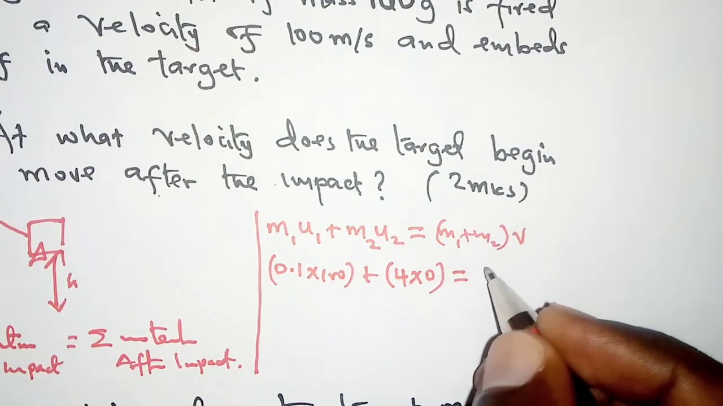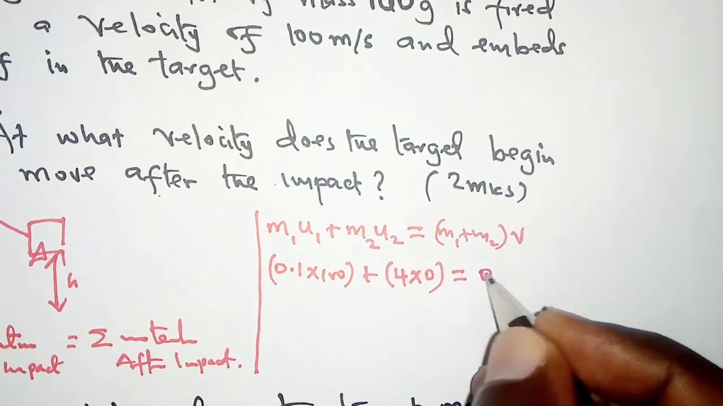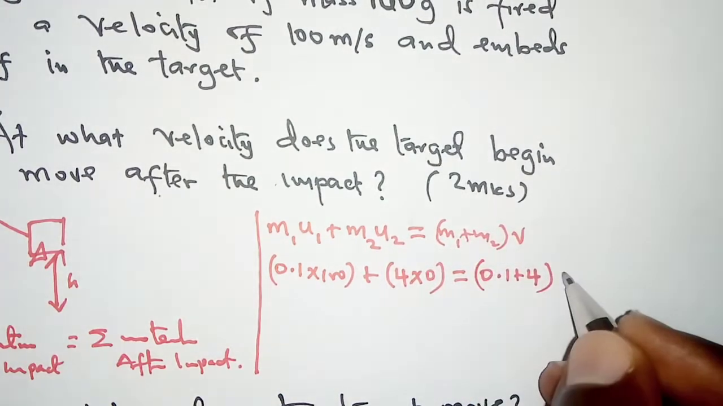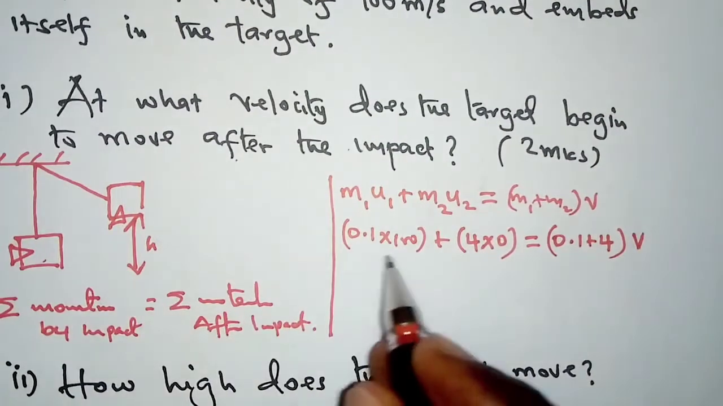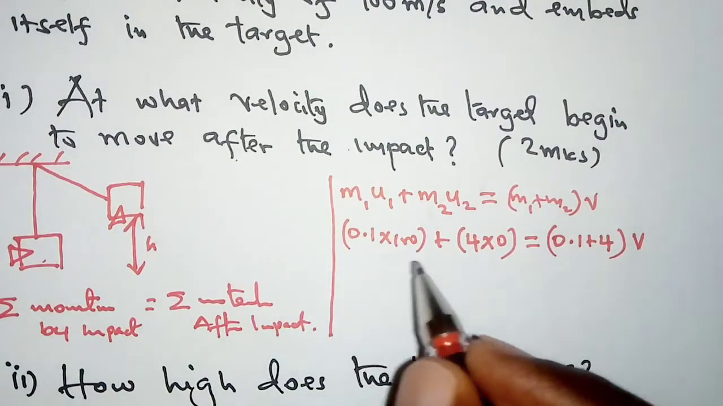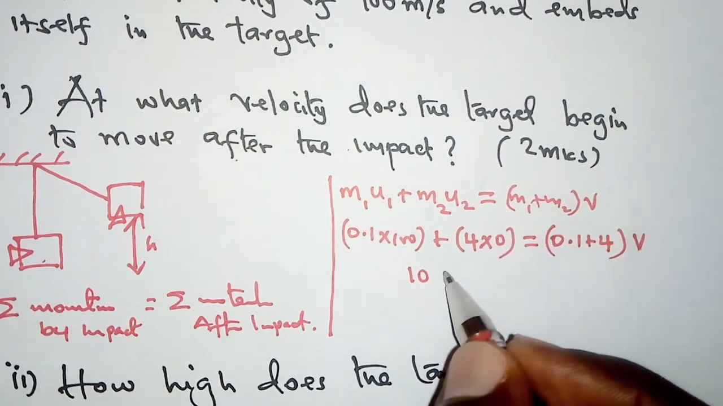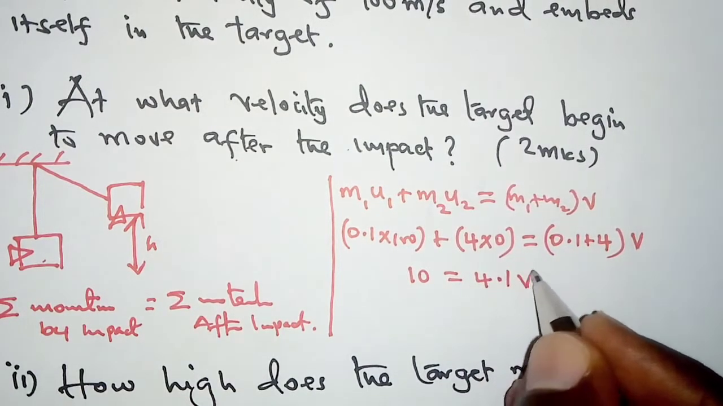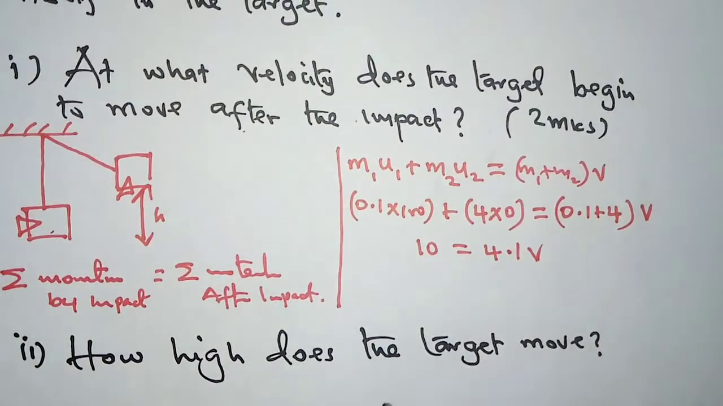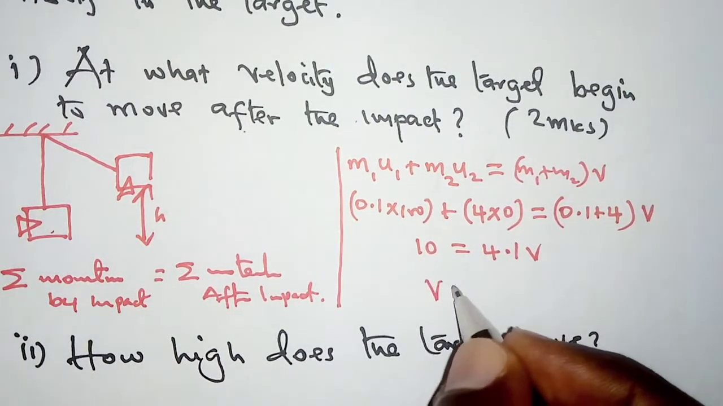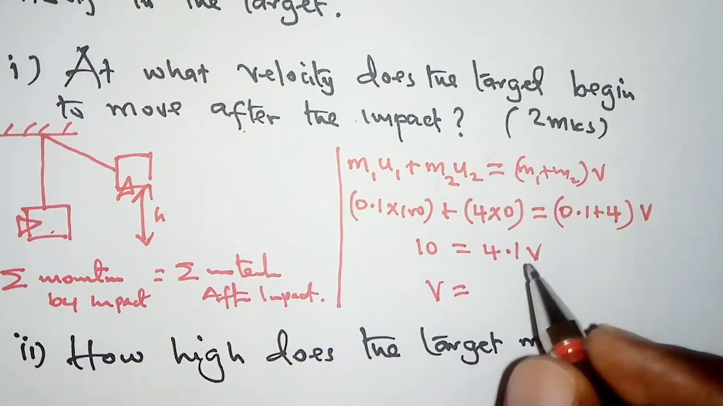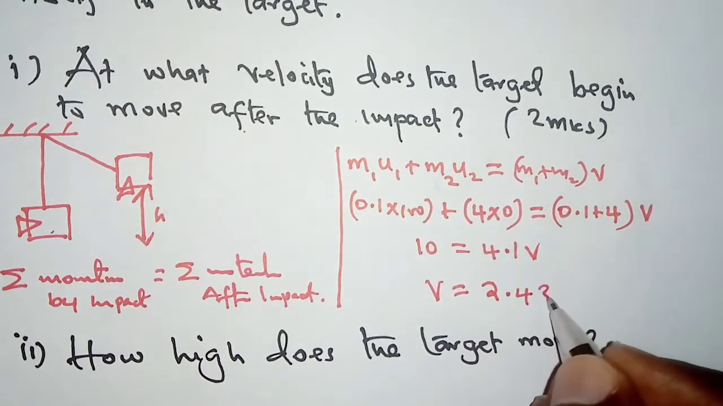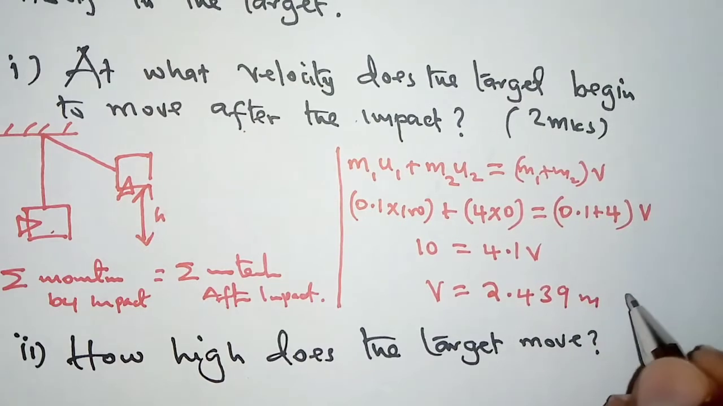We'll have mass of the bullet 0.1 plus mass of the block 4 times the velocity. Now working out the left hand side, this becomes 10 and this is 0. The right hand side becomes 4.1 v. Dividing both sides by 4.1, we realize that v becomes, from my calculator, 2.439 meters per second.